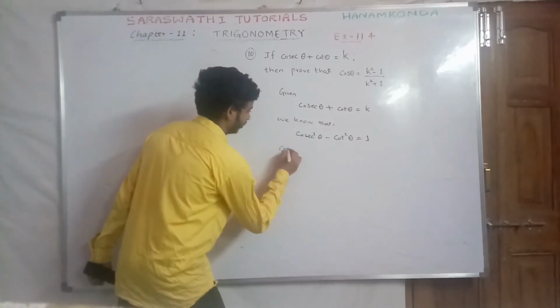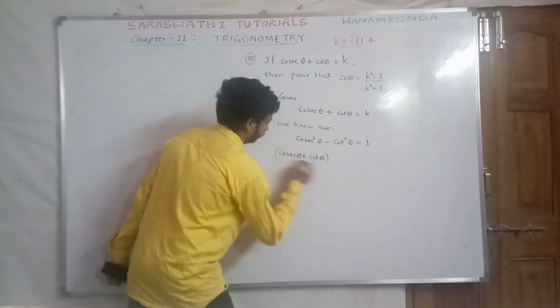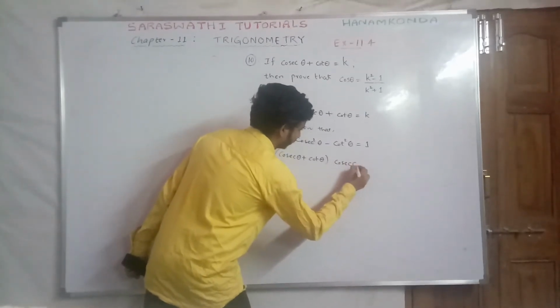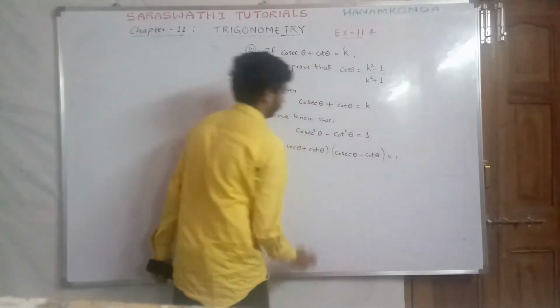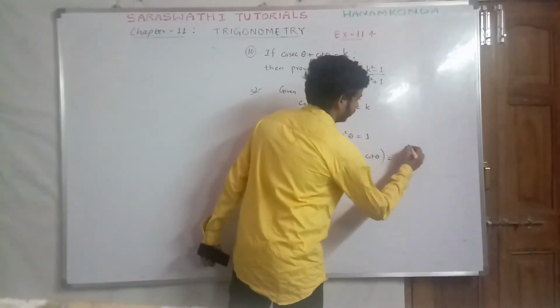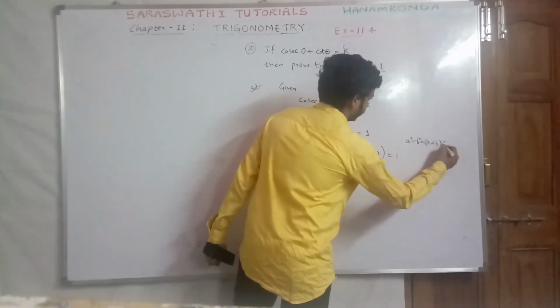So it can be written as cosec theta plus cot theta into cosec theta minus cot theta equal to 1. Since it is of the form a square minus b square equal to a plus b into a minus b.